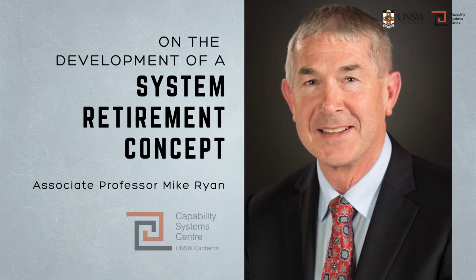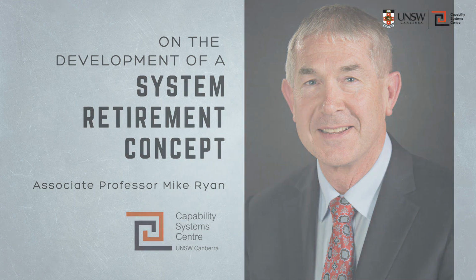Throughout the life cycle phases of a system, a number of concepts are developed to assist in the planning and management of the various aspects of the life cycle. One of the concepts developed through the very early technical processes is the retirement concept. This presentation identifies the major steps that can support the development of a retirement concept for a system, and a simple example is offered by way of illustration.